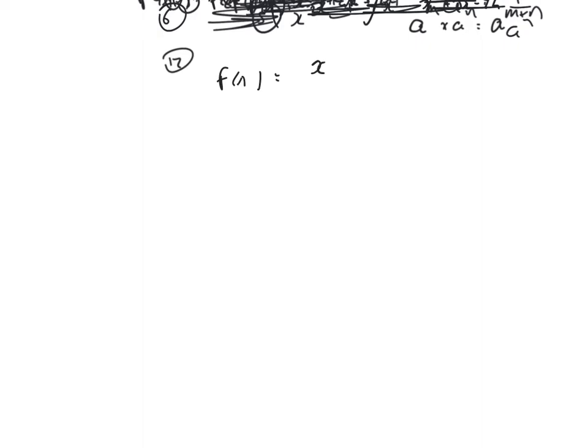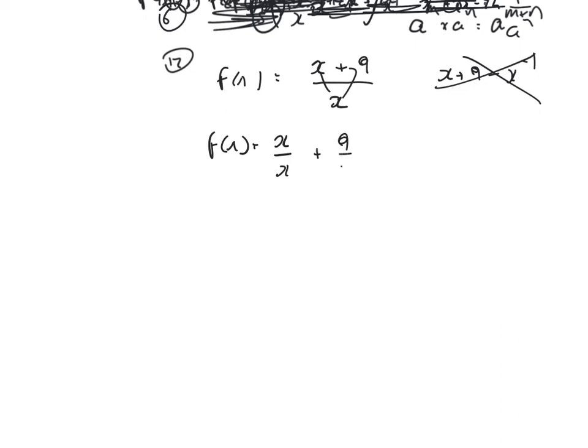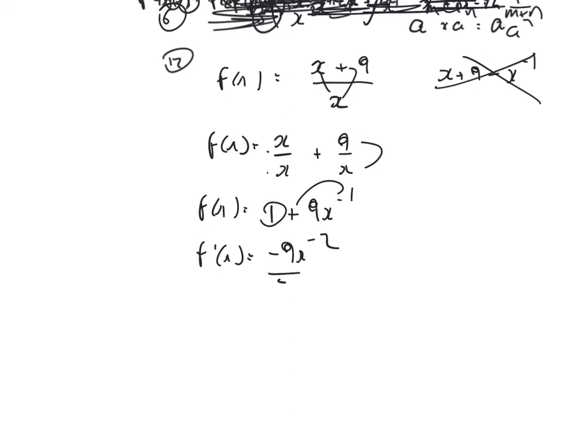Example 12. f of x equals x plus 9 over x. That doesn't make any sense. Don't go for that. Split up into two terms, that's always your move. x over x plus 9 over x. Anything divided by itself is 1. Bring that up, change its sign: 9x to the minus 1. Now I can differentiate it. The constant goes, so 1 vanishes. And I get minus 9x to the minus 2.